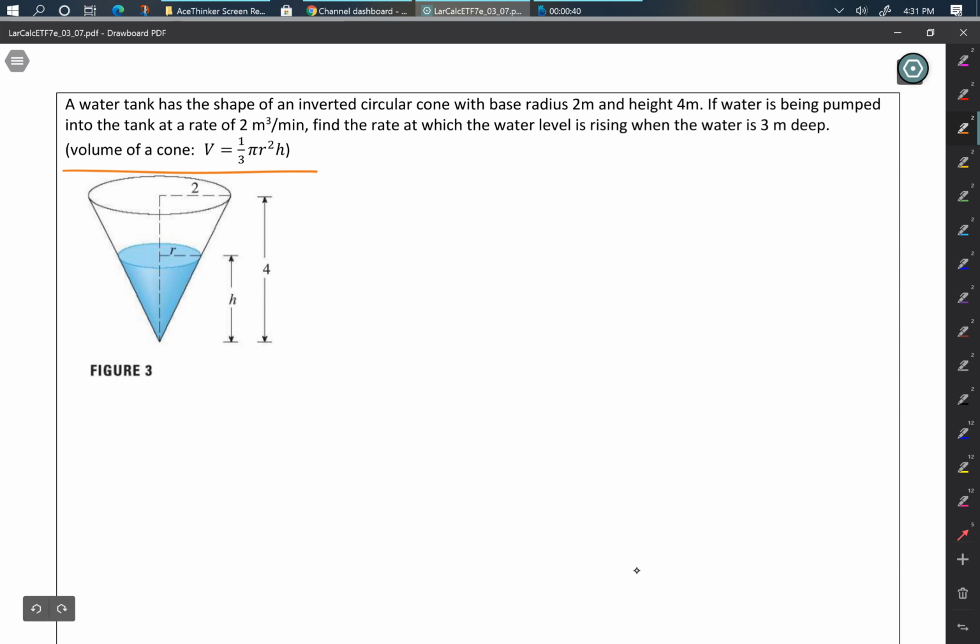Okay, so I think I'm okay with this. They told me this: V equals 1/3 pi r squared h. I'm supposed to find the rate at which the water level is rising. So that would be dH/dt. And when am I supposed to find this? When the water is 3 meters deep. So when h is equal to 3.